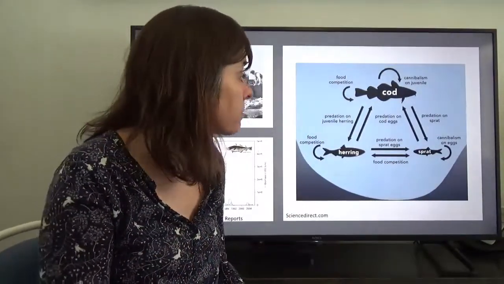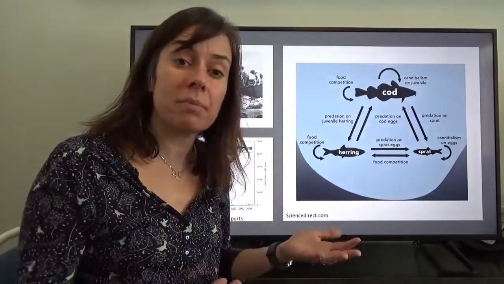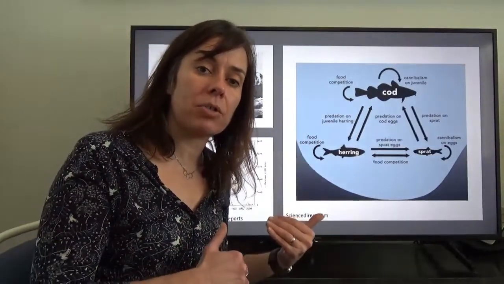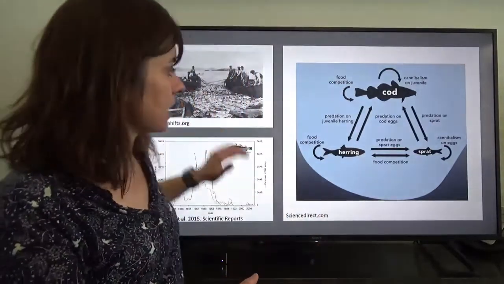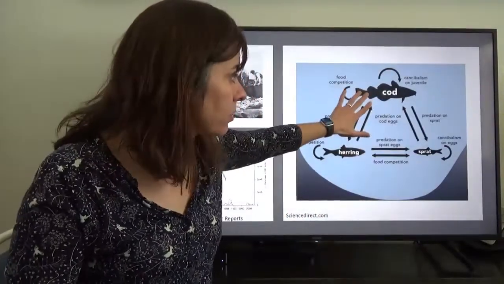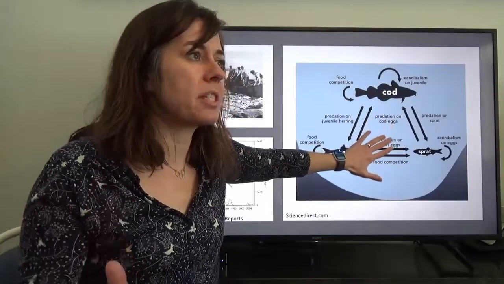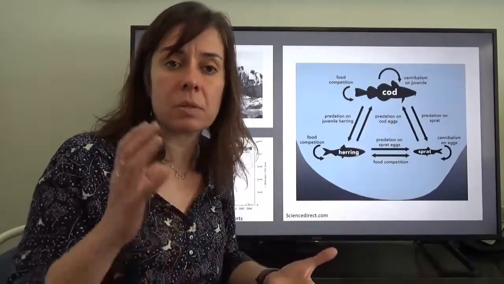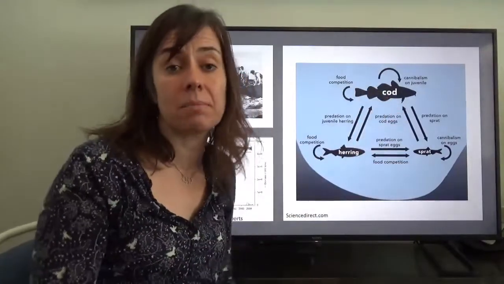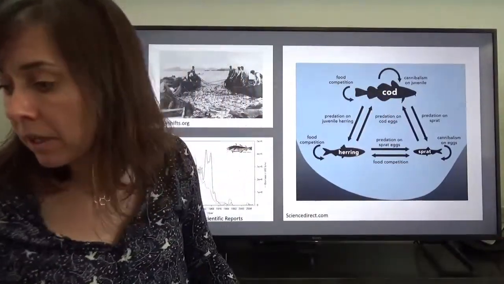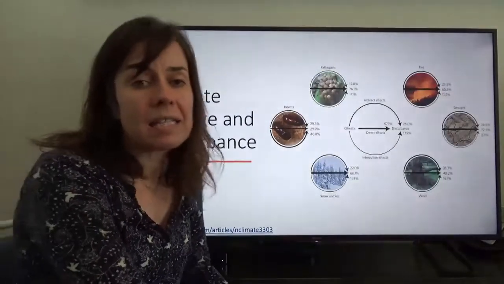So another example of an alternate stable state, and even though the fishing pressures have been reduced, even though we've returned the system to what it was in those days, the system has entered a state of hysteresis where it can't get back up and over and into a state where cod becomes the dominant fish species. Okay, so why is this all important?